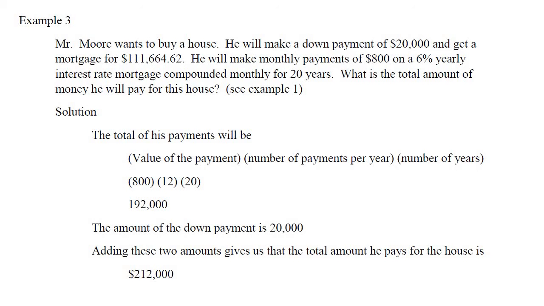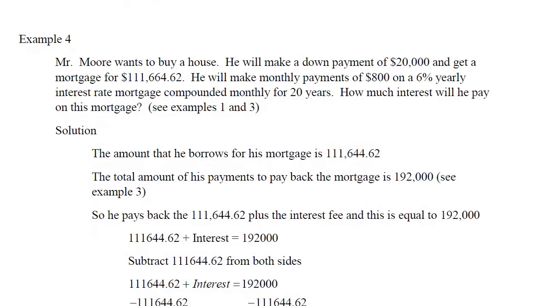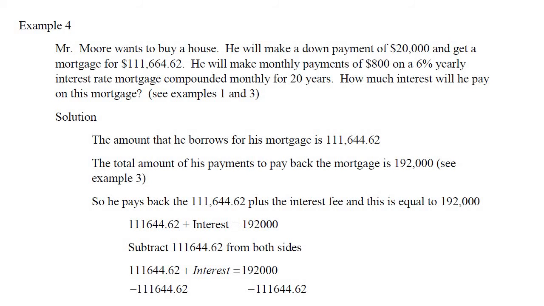Okay, so the next example here is, Mr. Moore wants to buy a house. He'll be making a down payment of $20,000 and get a mortgage for $111,664.62. He's going to make $800 payments on a 6% yearly interest rate mortgage for 20 years. And we want to find out how much interest he will pay on the mortgage.